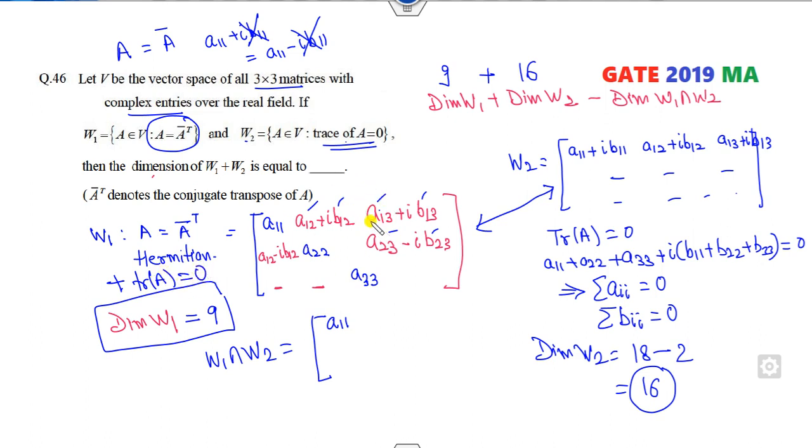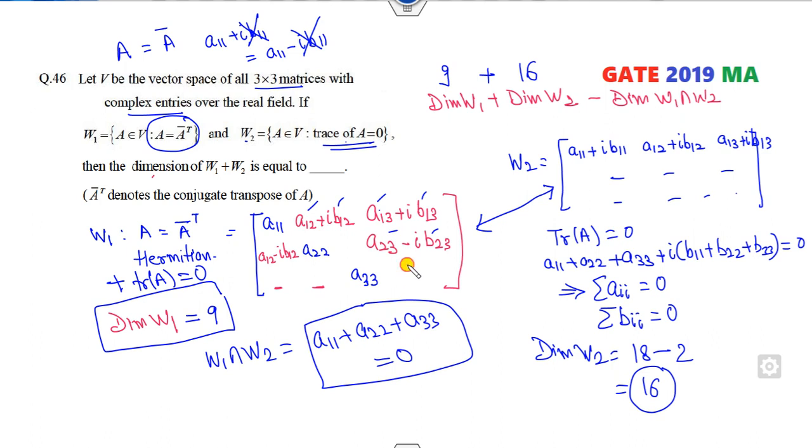So this is the Hermitian, and apply the condition that the diagonal elements, the trace of them, will be 0. That is, A11, A22, A33 sum to 0. This is the Hermitian plus trace of this is 0. So how can you find the intersection? The total is 9 elements, one condition is here, so the dimension of this is 8.